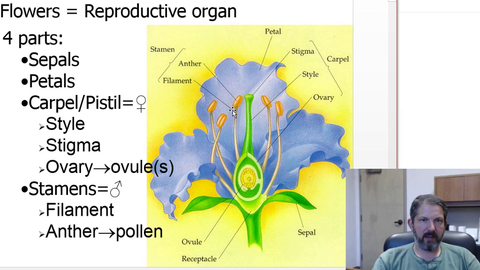So the anther bears the pollen, which is the sperm. It's the male part, the male gamete. It's a sperm that doesn't swim. And it transfers the sperm, the pollen, to the stigma. And that's the site.